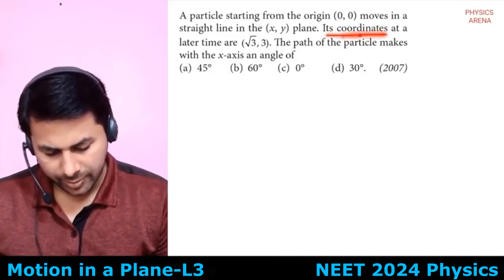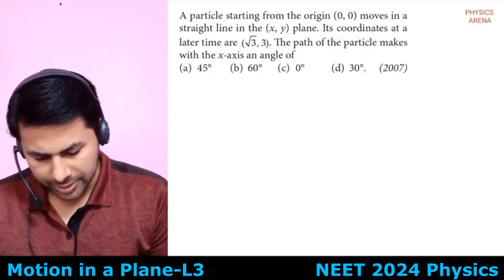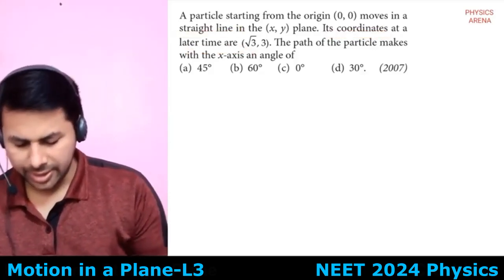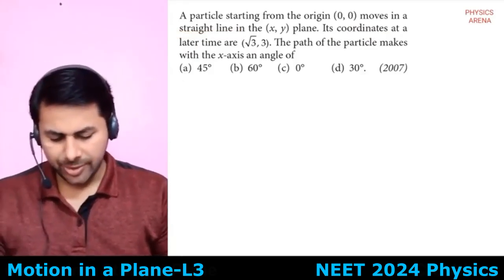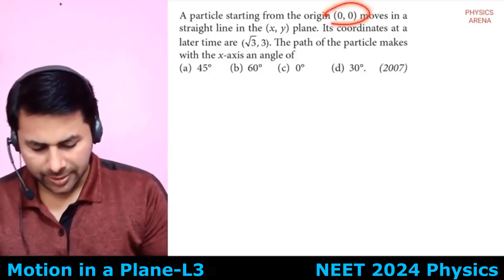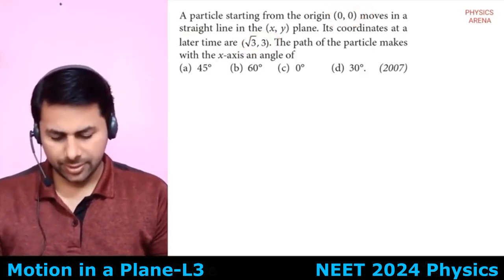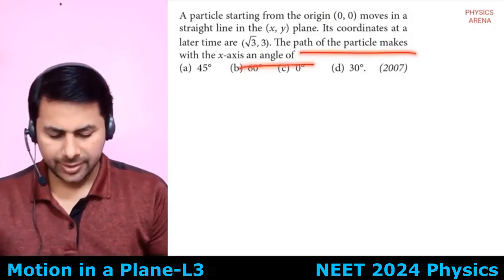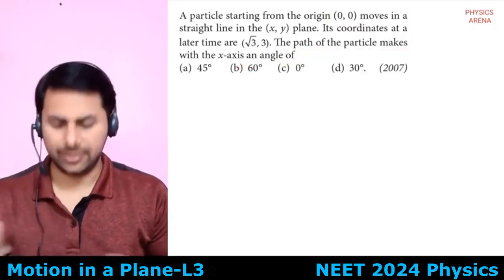So, is it moving in a straight line? Yeah, it is moving in a straight line. So, this is simple. Initial coordinates are given. Coordinates at some latter time are given. So, we want to find the angle between its path and the x-axis.